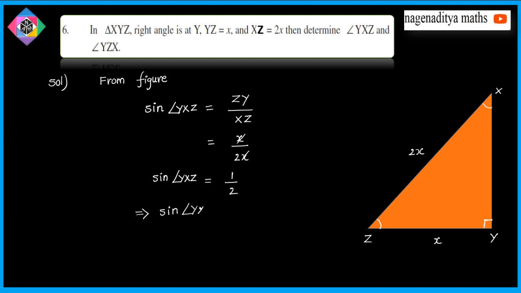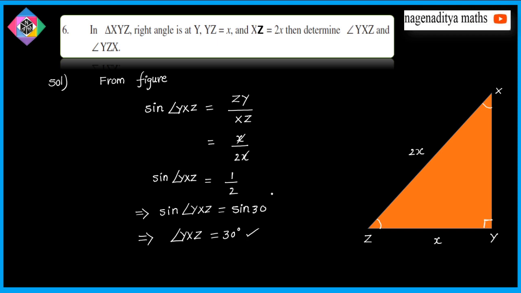sine of angle YXZ, when the angle theta takes sine value 1/2. That is nothing but sine 30. So 1/2 can be written as sine 30 degrees. We already learned that if sine A is equal to sine P, then A is equal to P. So similarly angle YXZ is equal to 30 degrees. So this is the first one which we have to find, angle YXZ, and angle YXZ is equal to 30 degrees.